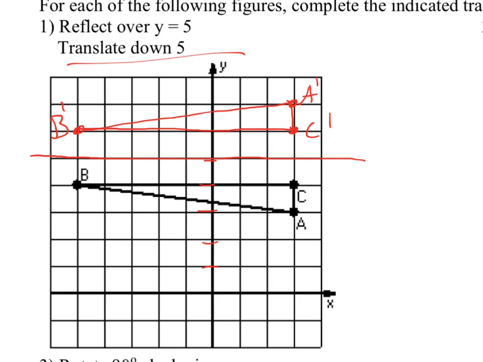And then you need to translate it down 5. So just take your point and go down 1, 2, 3, 4, 5, and you get that new spot, which is going to be right there. So there's C double prime. A is 1 below that. And then B is on the same height as C. So there's B double prime. And once you have that, connect it up, and you'll have your two transformed versions of the figure.